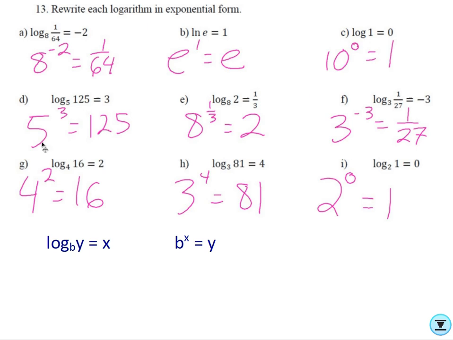For D, log base 5 of 125 equals 3. That's 5 to the third power is 125. Log base 8 of 2 is 1/3. That is 8 to the 1/3 power is 2. Log base 3 of 1 over 27 is negative 3. That's 3 to the negative third is 1 over 27. Log base 4 of 16 is 2. That is 4 squared equals 16. Log base 3 of 81 is 4. That's 3 to the fourth is 81. And log base 2 of 1 is 0. That's 2 to the 0 is 1. All of those are also true statements, both in the logarithmic form as well as in the exponential form. They're all true.